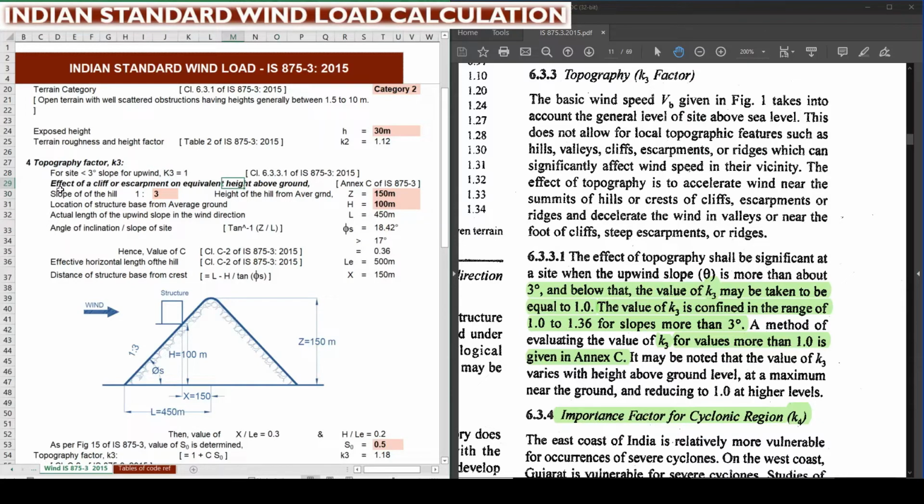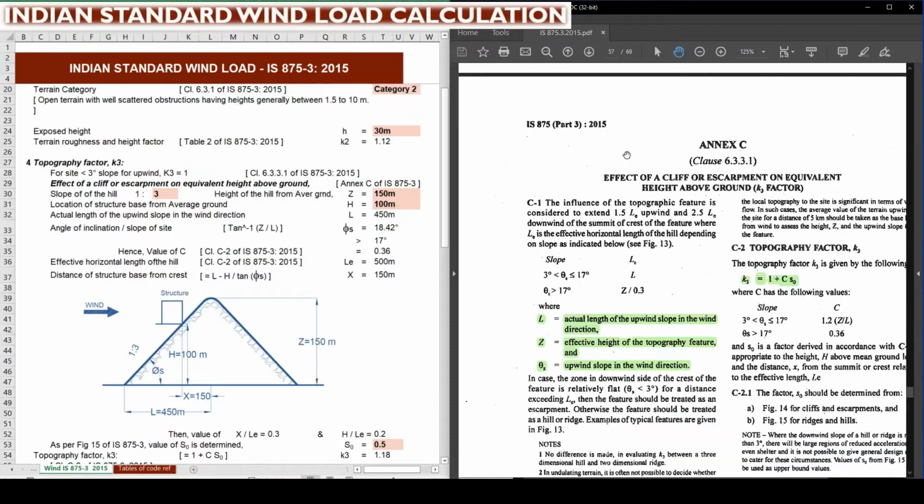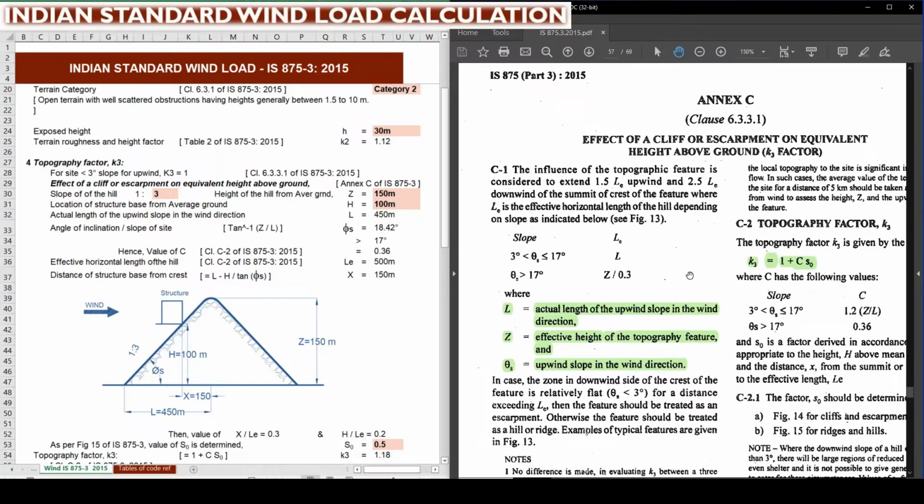But in case there is a slope topography in our project, we need to consider this K3 factor as per Annexure C of IS 875 Part 3. For that we need to go to page number 57. Here you can see Annexure C in the right hand side PDF file.